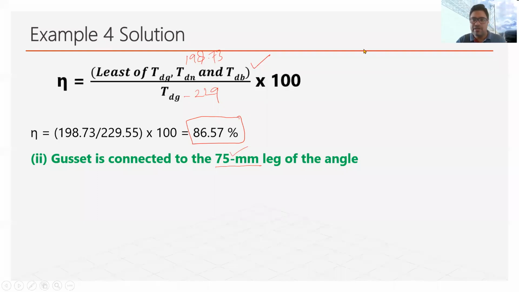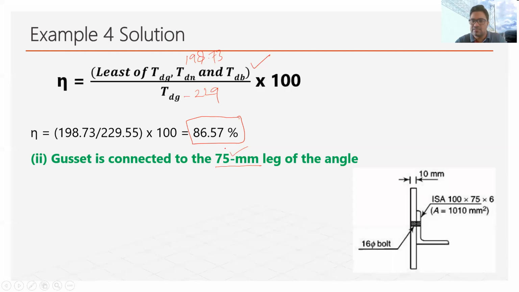Hello, welcome back. So in the previous part, we have calculated the same problem. And in the first case, we have seen if the cassette plate is connected with the 100 leg, then the efficiency is 86.57%. Now, the same process we will follow when we connect the 75 leg instead of the 100 leg.